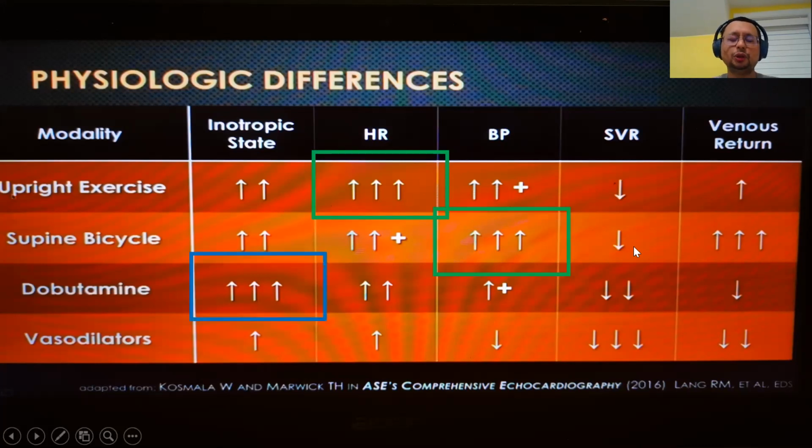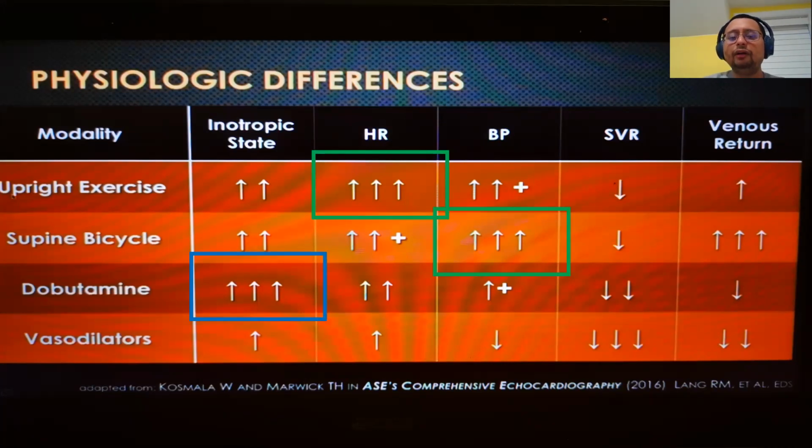Now, when do we use dobutamine stress echo? We use dobutamine stress echo when the patient, number one, is unable to exercise. Let's say you want to look for ischemia. Which modality do you want to choose? If you want to look for ischemia, you can use either exercise or dobutamine. However, if your patient is able to exercise, it is much better to do an exercise echocardiogram.